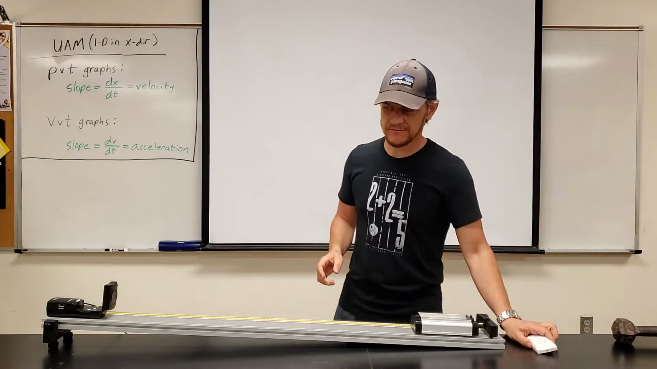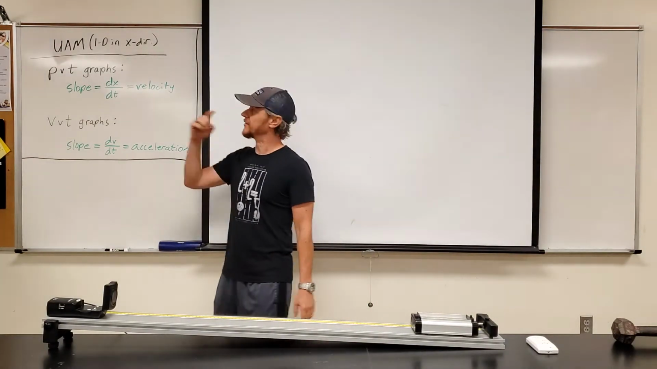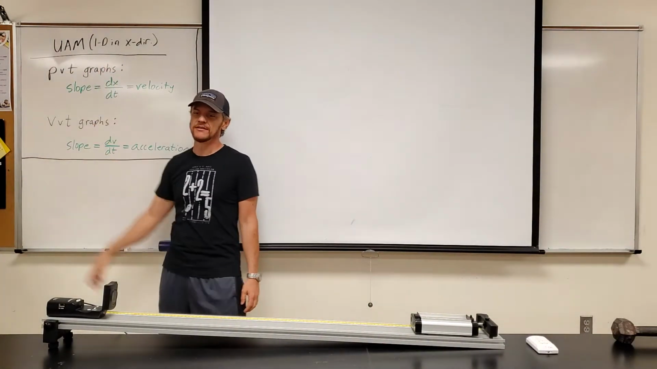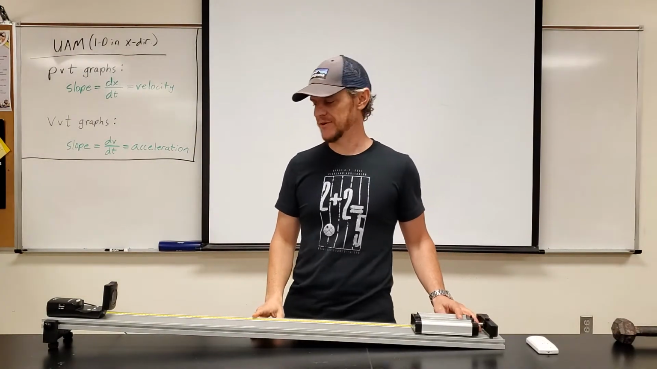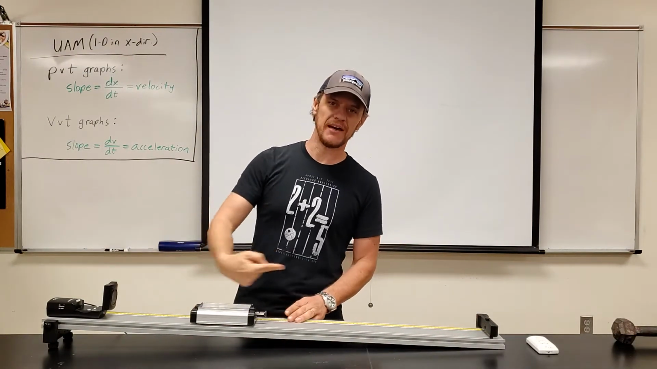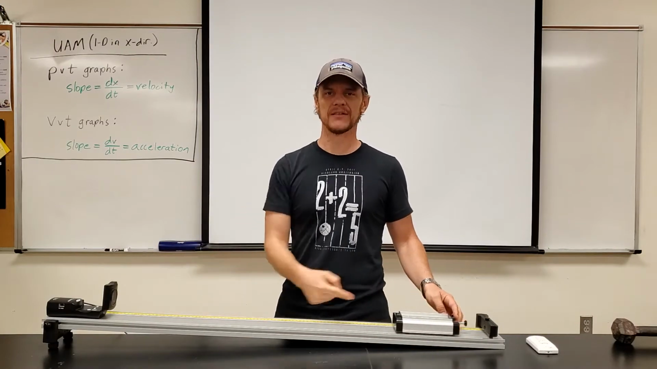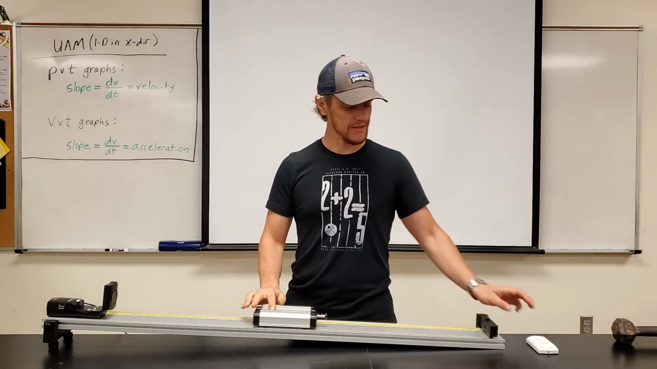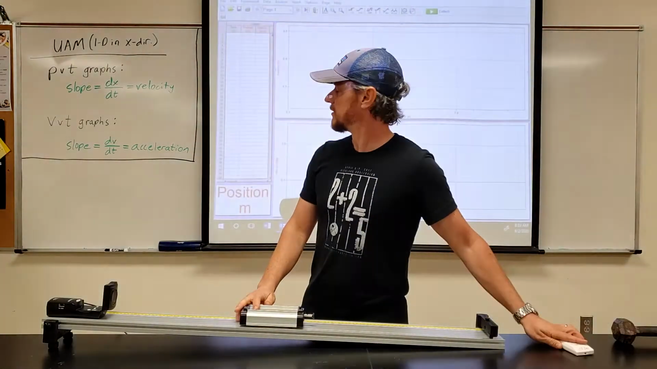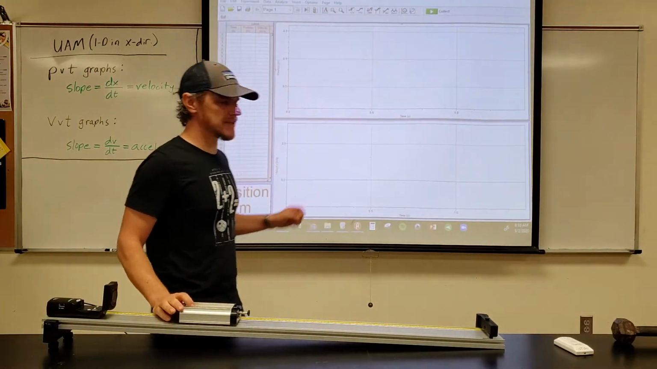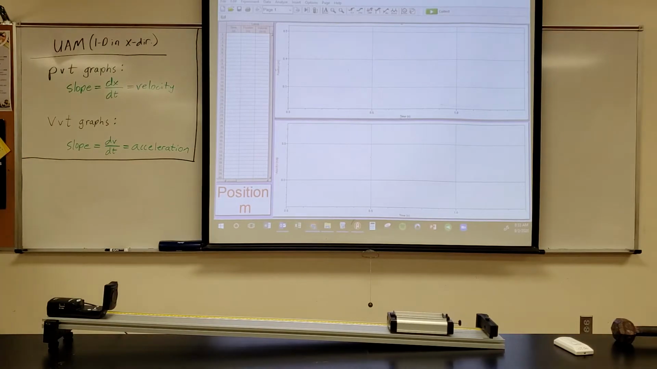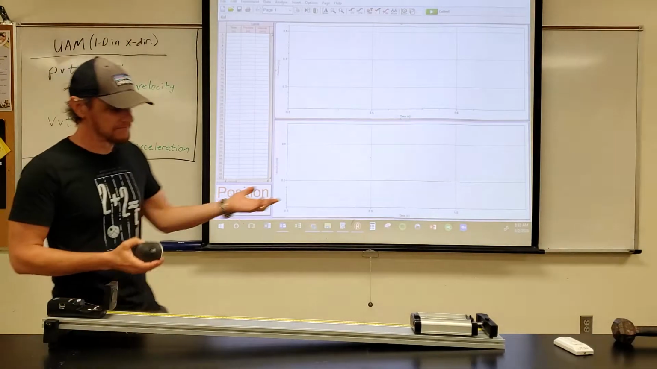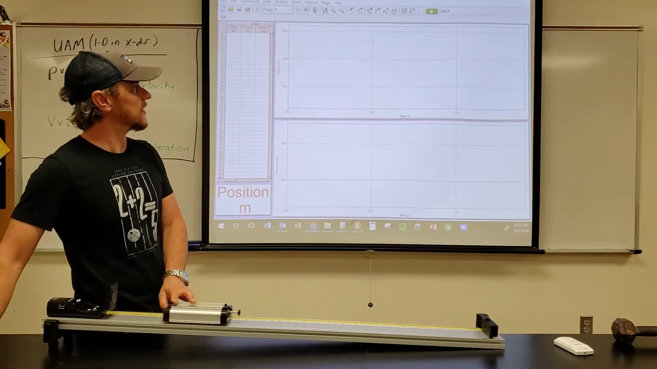We will start by applying our knowledge of the derivative to uniformly accelerated motion. I will consider just one dimension at this point, in the x direction. The x direction will be down the ramp. Down the ramp will be considered the positive x direction. And so I'm going to use Logger Pro to generate both a position versus time and a velocity versus time graph for this motion. You should be very familiar with this motion as of now.